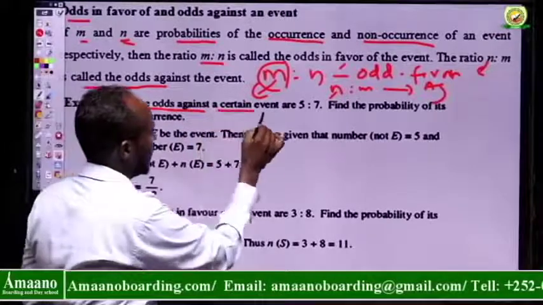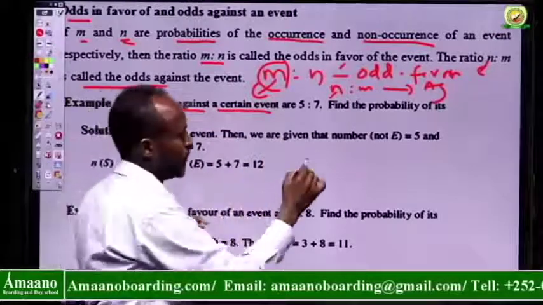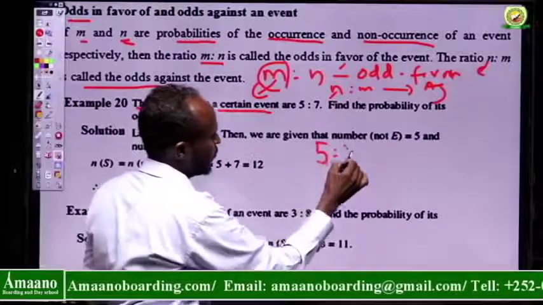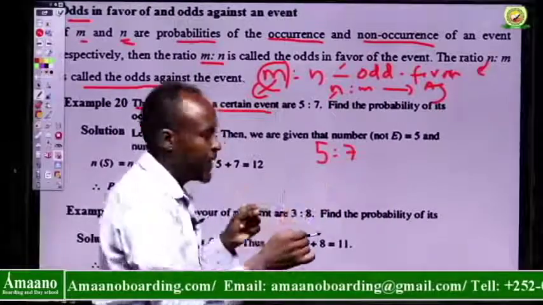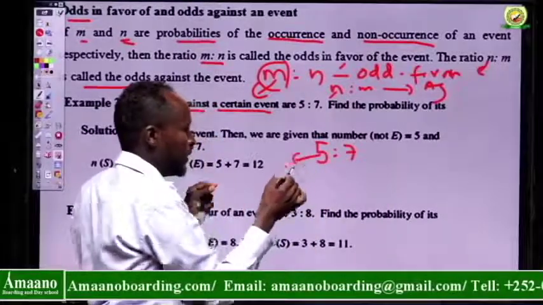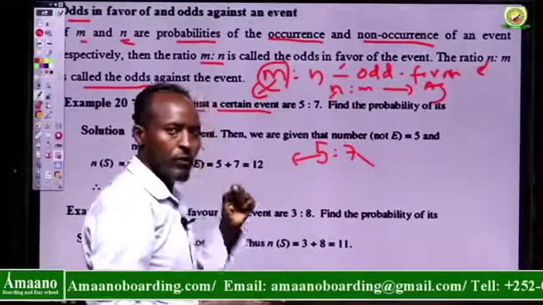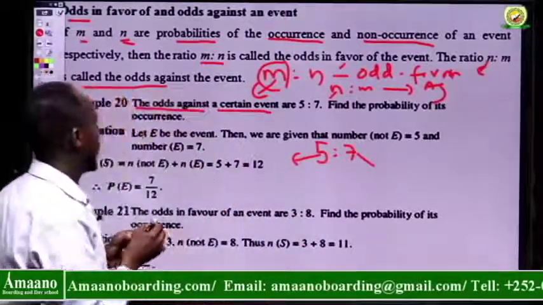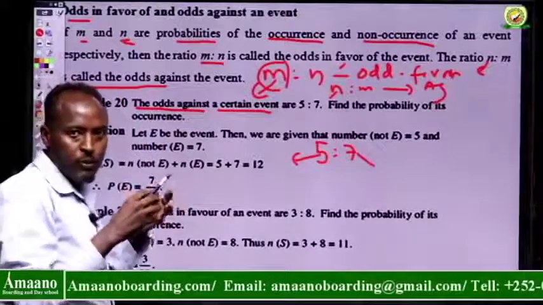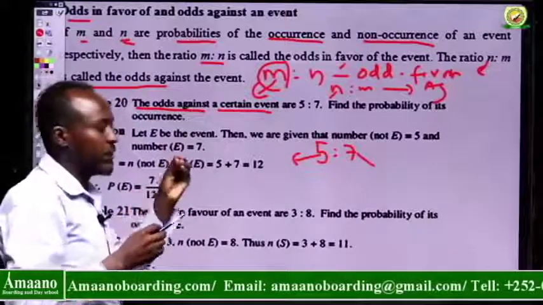Okay, of a certain event is 5 to 7. We have 5 to 7, but it is odds against. This is the number of ways that this event cannot occur, and this is the number of ways that the event can occur. Find the probability of this occurrence. We are asked to find the probability this event can occur.